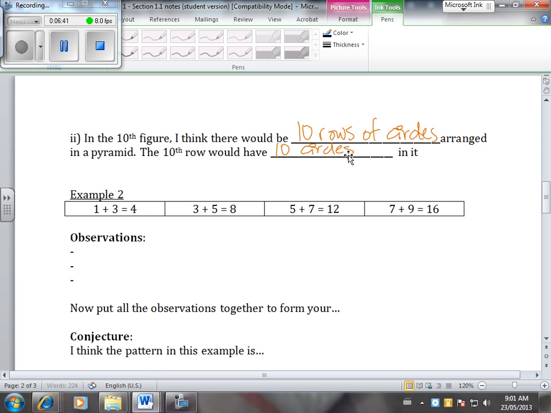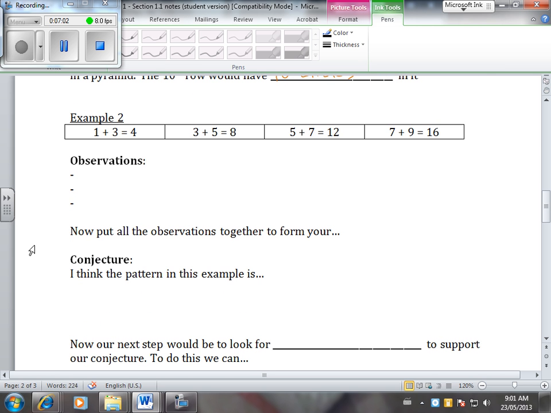Okay, so you'll see that conjectures are a little bit more flexible than the rest of the math we've been seeing, because as long as you can show evidence for your conjecture, you can have different conjectures from other people in the class. Okay, so then I look at the next example. 1 plus 3 is 4, 3 plus 5 is 8, 5 plus 7 is 12, 7 plus 9 is 16. And so just make sure you're looking very carefully at all this stuff, okay?